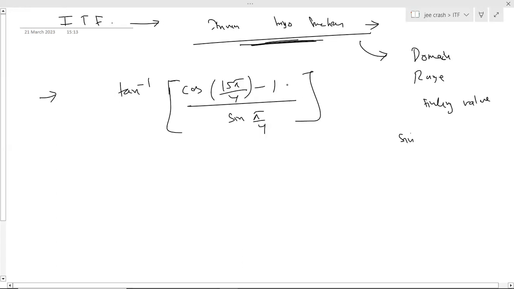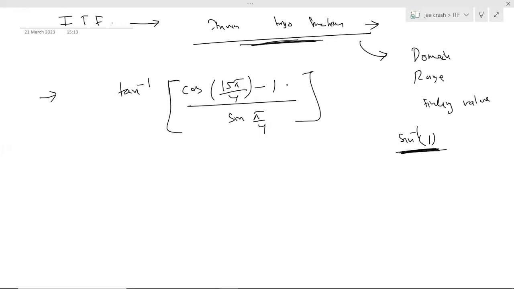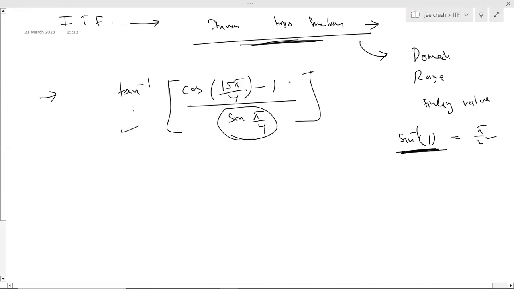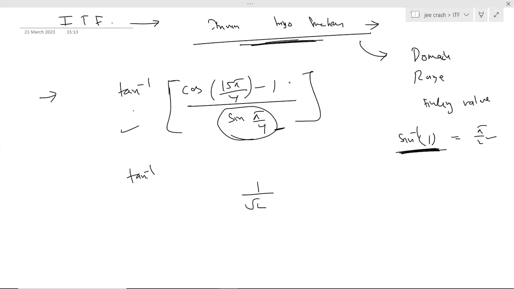Suppose if I ask you sine inverse 1, can anyone tell me what will be the answer of this? Pi by 2. Yes, pi by 2. Right. So how to simplify this? Tan inverse, what is sine pi by 4? Sine pi by 4 is 1 by root 2.